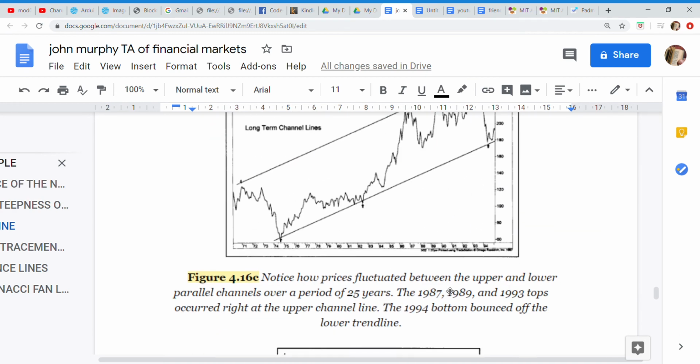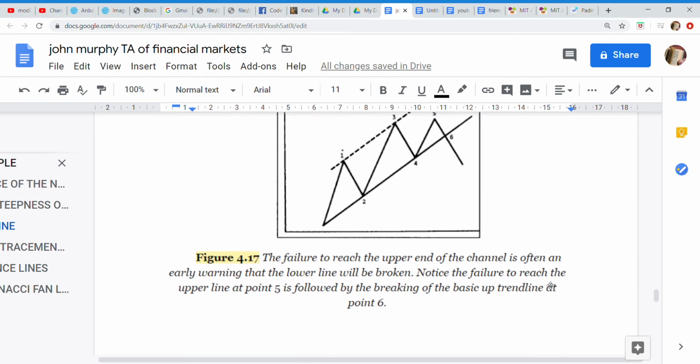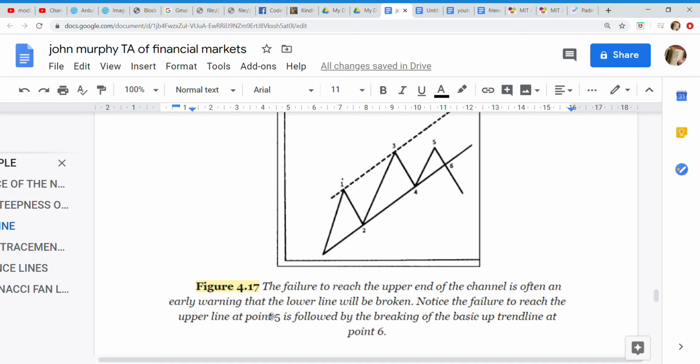Notice how prices fluctuated between upper and lower parallel channels over a period of 25 years. A failure to reach the upper end of the channel is often an early warning that the lower line will be broken. So this is an early warning that the lower line will be broken.